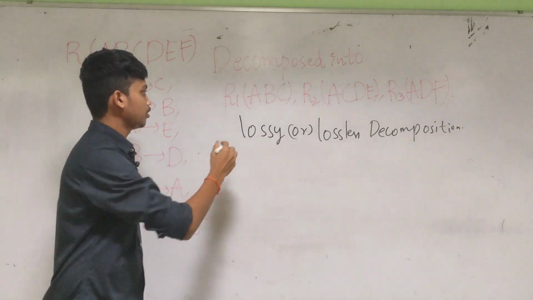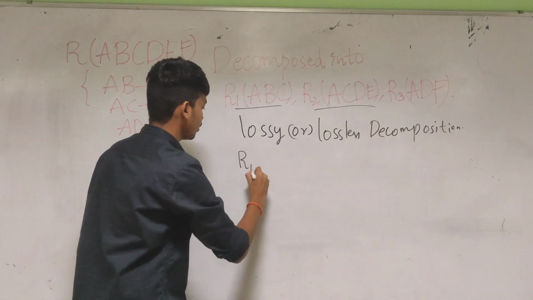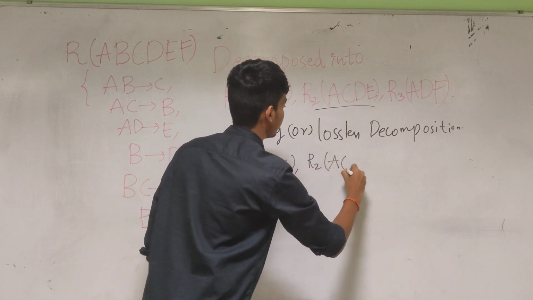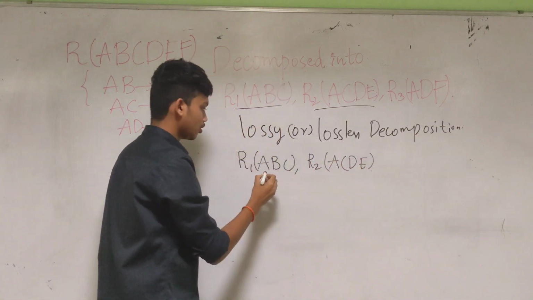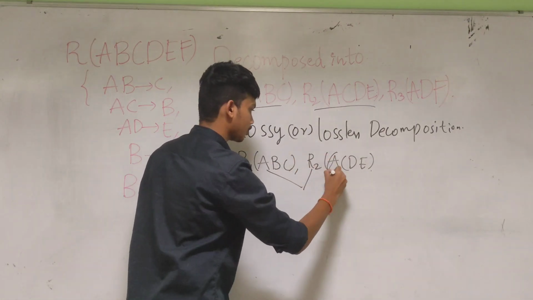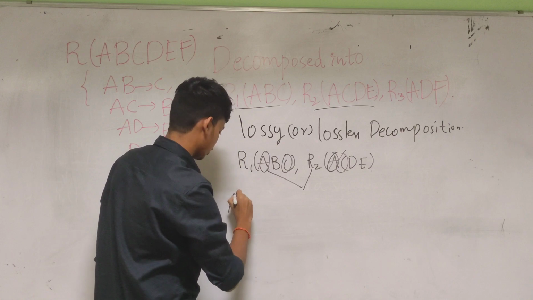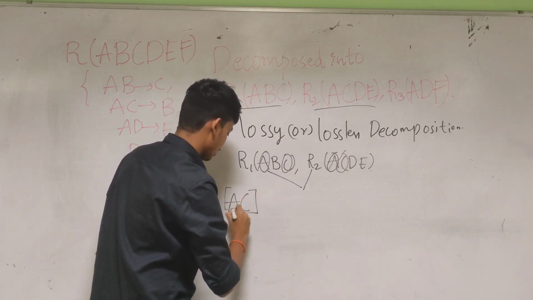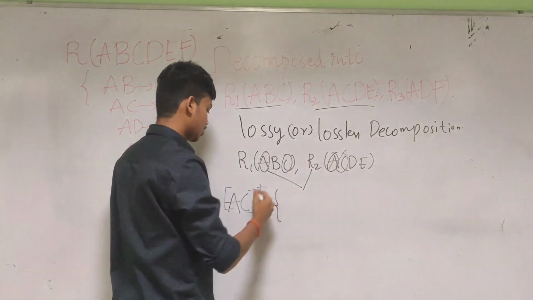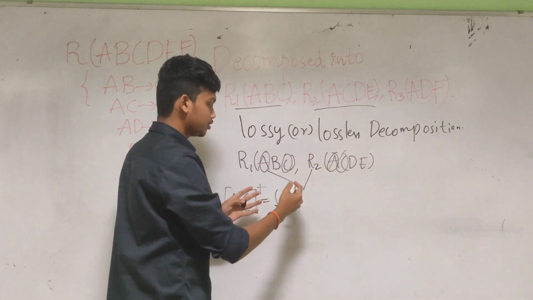Now how to check it? As I told you, I am taking these two relations. First of all, I am taking R1 ABC and R2 ACDE. Now I am taking the common attributes which are there in both R1 and R2. A is common, B is not common, C is common. So A and C are in common. If with AC closure I am able to get either R1 or R2, meaning if AC is the super key of either R1 or R2, then we can say that this join is a lossless join.